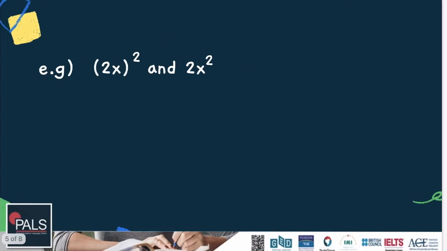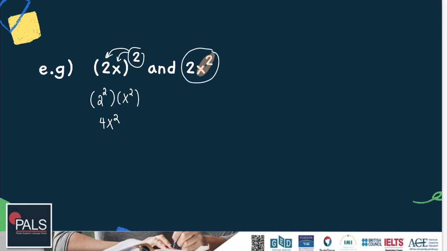Next, the brackets. We're talking about the difference between these two terms: 2x all in brackets squared, and 2x squared. What is the difference between them? In the first one, you need to expand the 2 to each term in the bracket first. So it will be 2 squared and x squared, which means they square all terms in the bracket. So your answer will be 4x squared. In this other one, they just square only the x, right? So it means they are not equal, not the same.